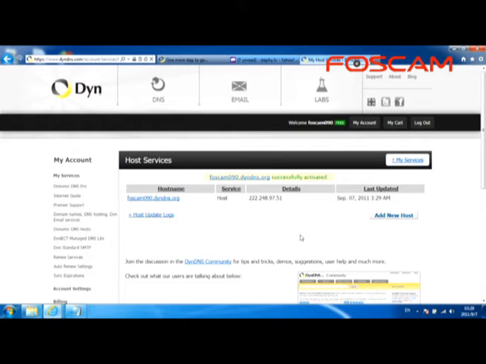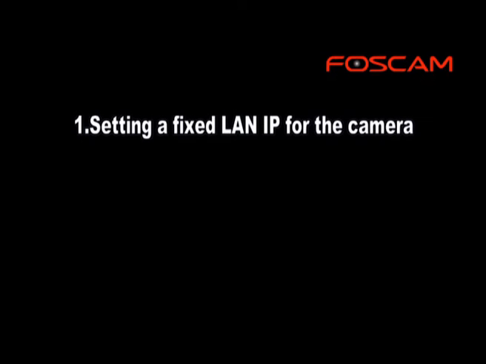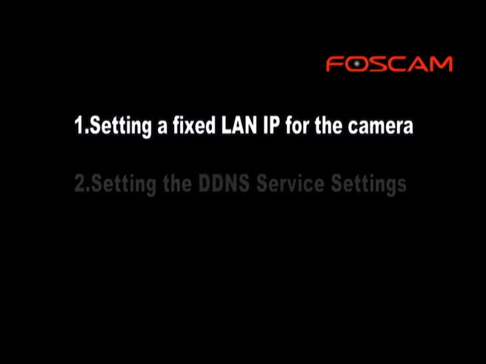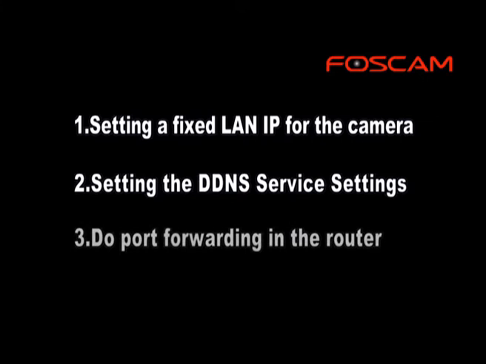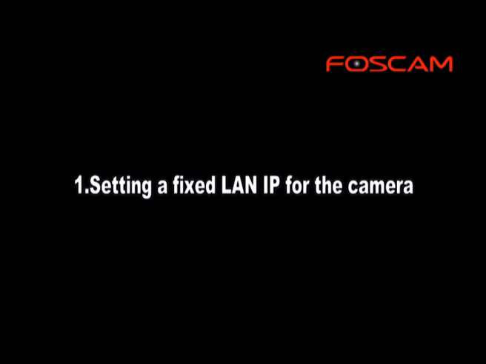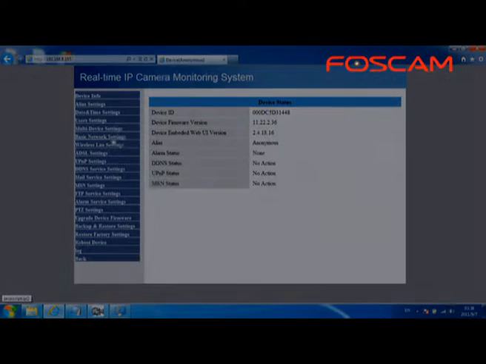Once the DDNS account has been successfully created, follow these 3 steps. First, set a fixed LAN IP for the camera. Second, set DDNS service settings. Third, do port forwarding in the router. First, set a fixed LAN IP for the camera.